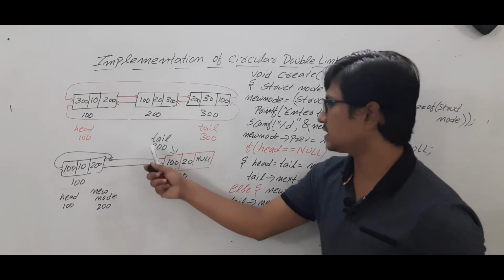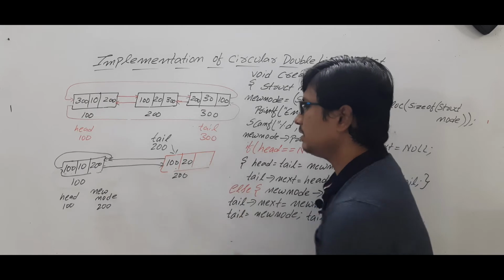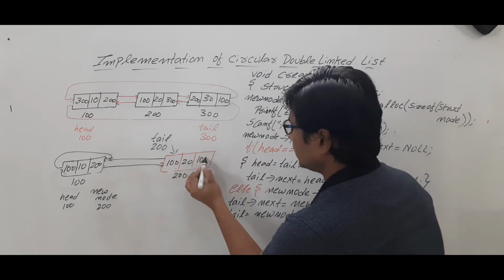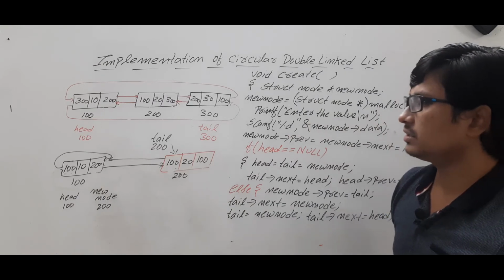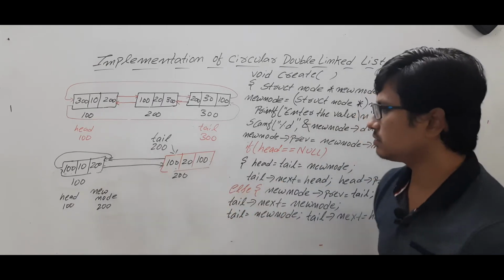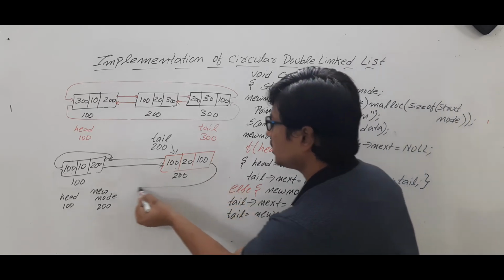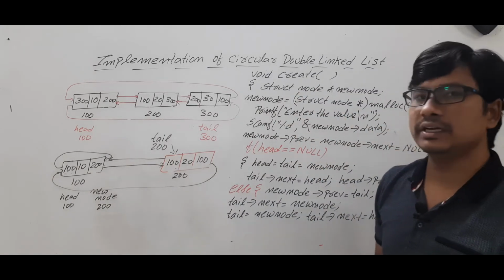Tail of next. Tail is 200. Tail of next means this location they are talking about. They are assigning whatever the value is there in the head. So we are writing here 100. Are you able to understand it or not? Is it clear? So now this node is pointing to this node. Okay, are you able to understand it or not?